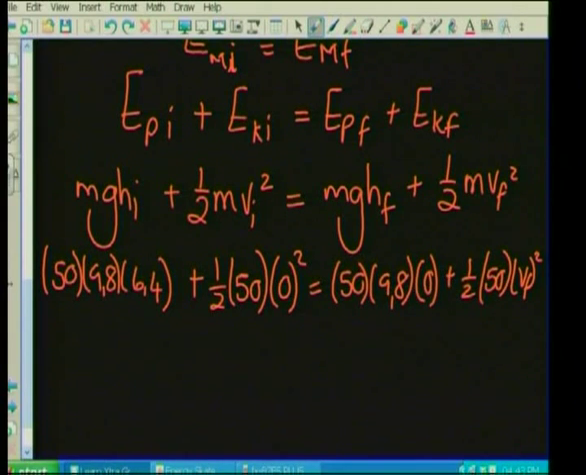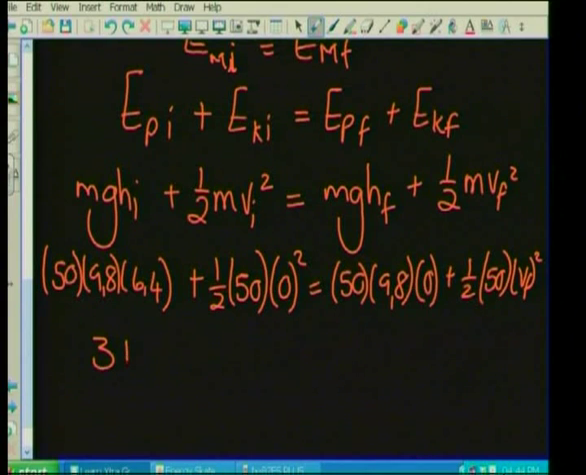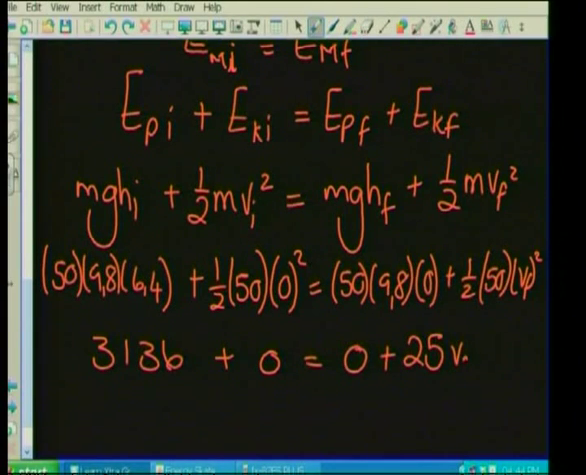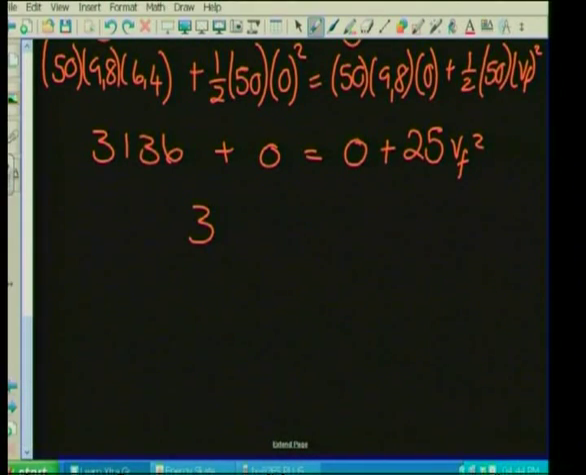So let's calculate this first part where we have 15 times 9.8 times 6.4, and we get 3,136. So this is 3,136 plus 0. You don't have to put it in, but we're going to add it in for completeness. That's also 0. And I'm hoping we can all go half times 50 is 25. Okay, 25. Let's do VF squared. So that means 3,136 is equal to 25 VF squared.